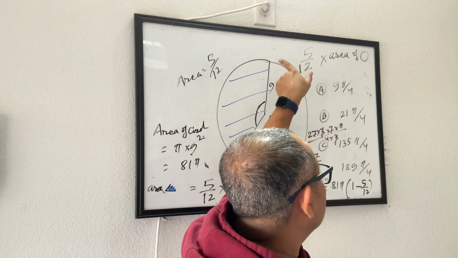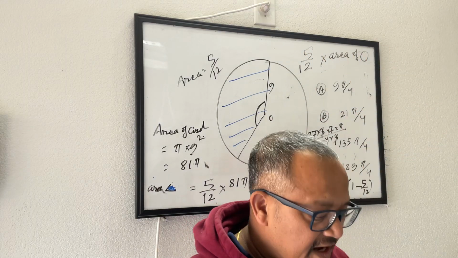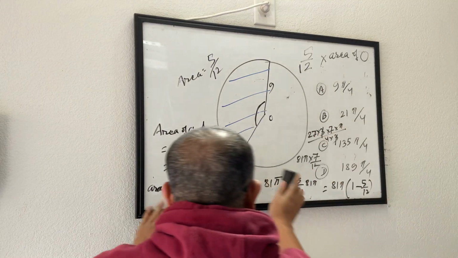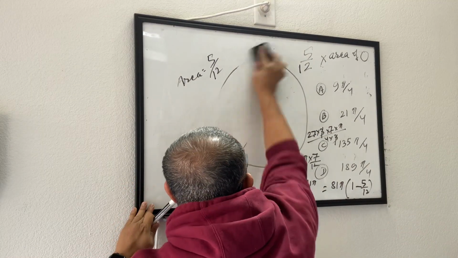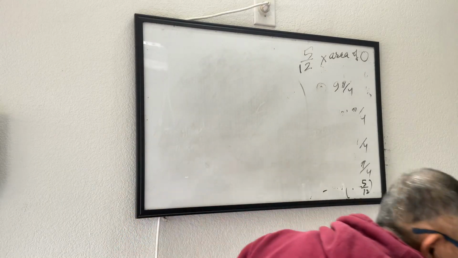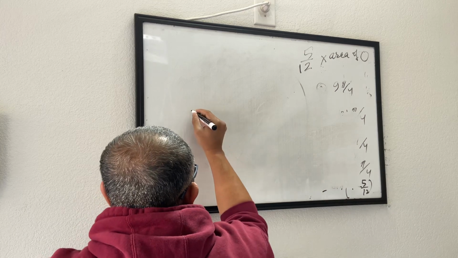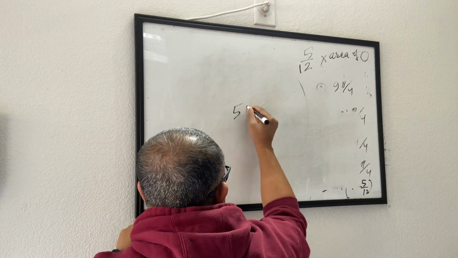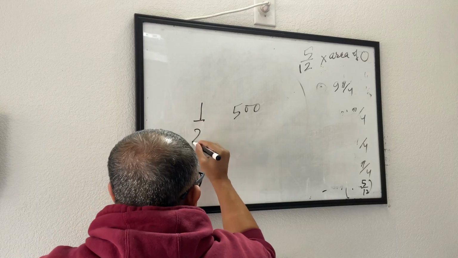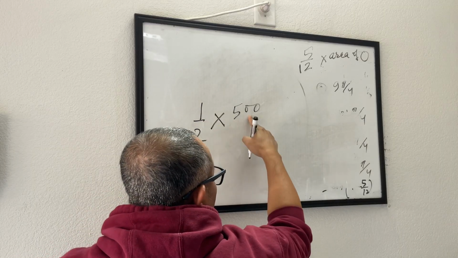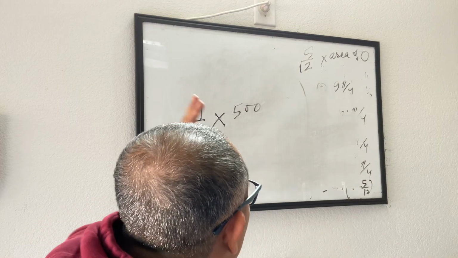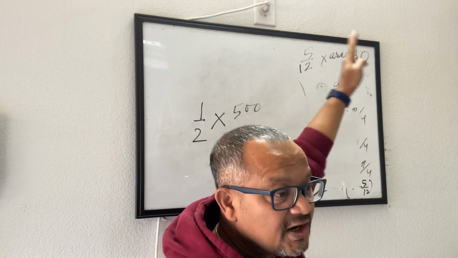If I say I will take half of your money, what do I mean by that? Let's forget about you all knowing half of anything. I'm saying I'll take half of your money. Let's say you have $500 in your pocket right now. I'm saying I'll take half of your money. Same way, it says 5/12 of area of the circle.